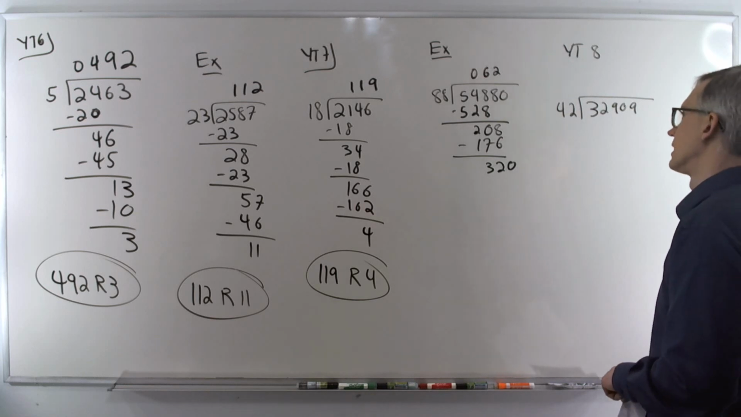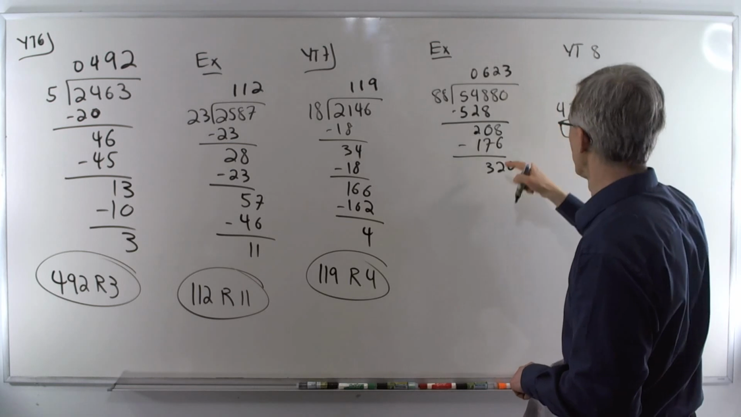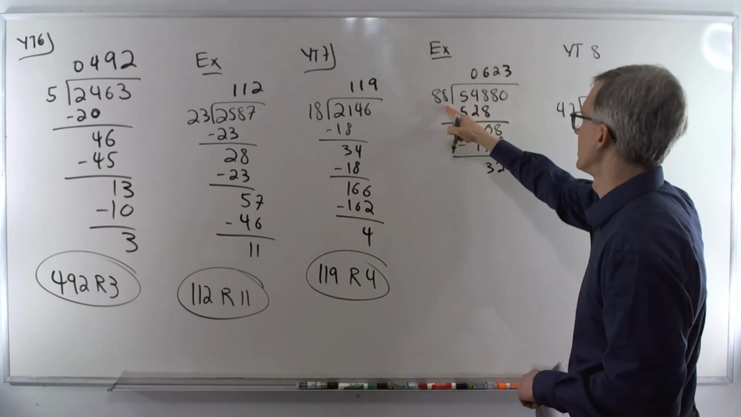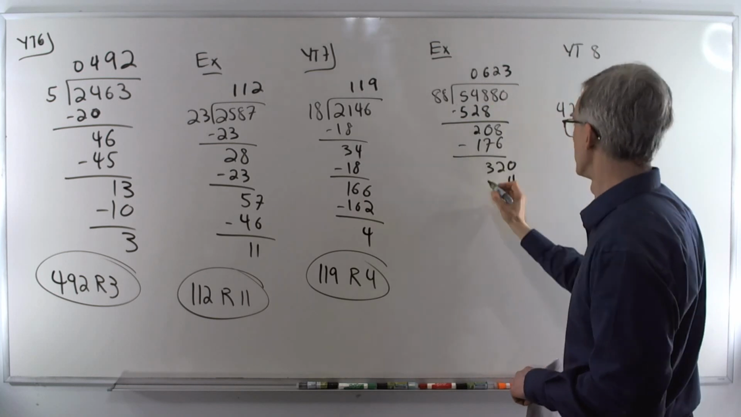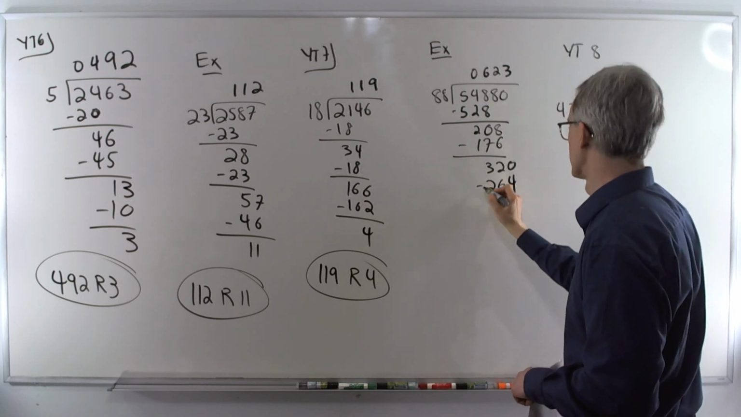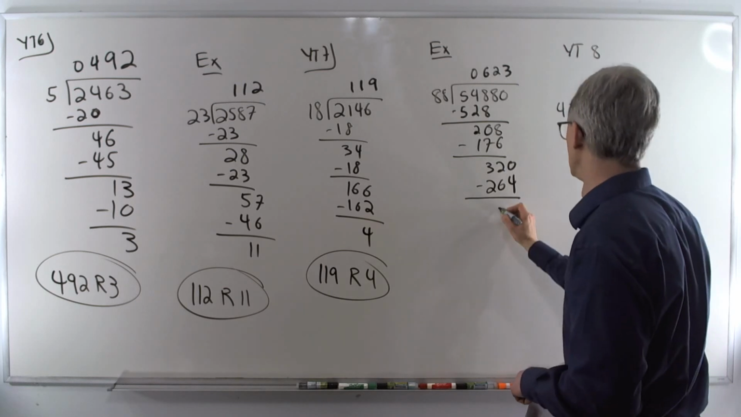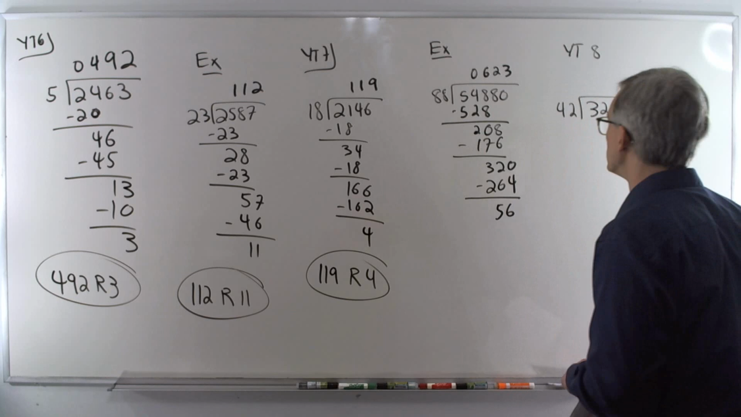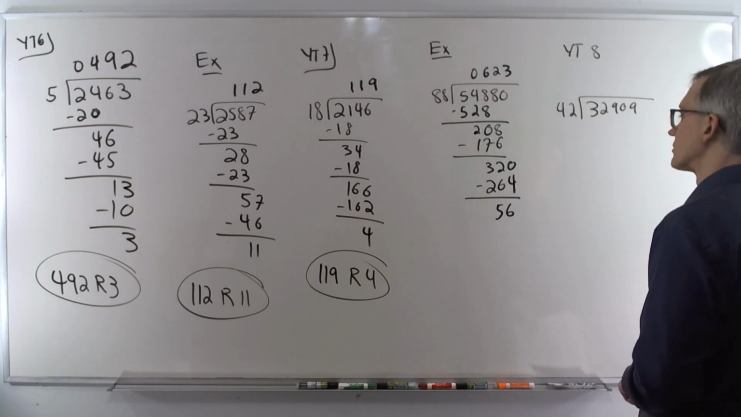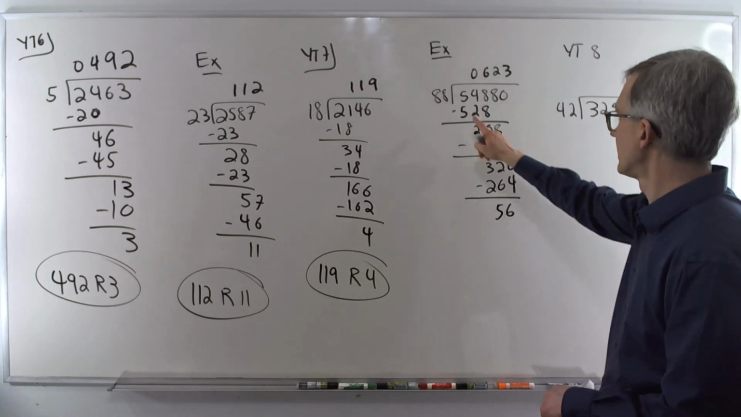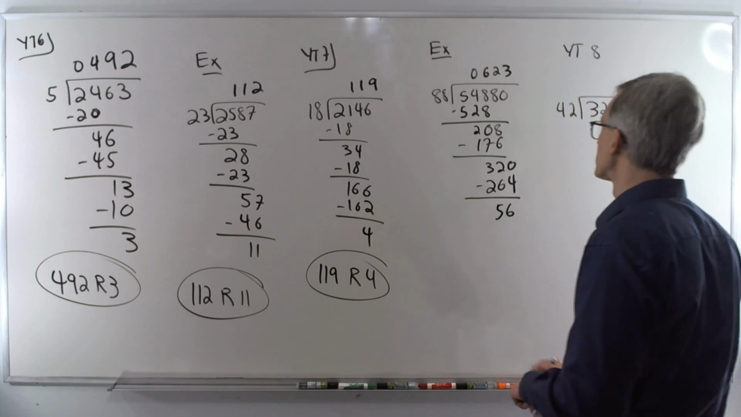And let's see, 9 times 3 is 27. So I'm going to guess that 3 will get us close to 320. All right, 3 times 8, that is 24. Carry the 2. 3 times 8 is 24, plus 2 is 26. All right, remainder is 56. That is less than 88, and we have no more numbers to bring down, so we're done. So the answer is 623.